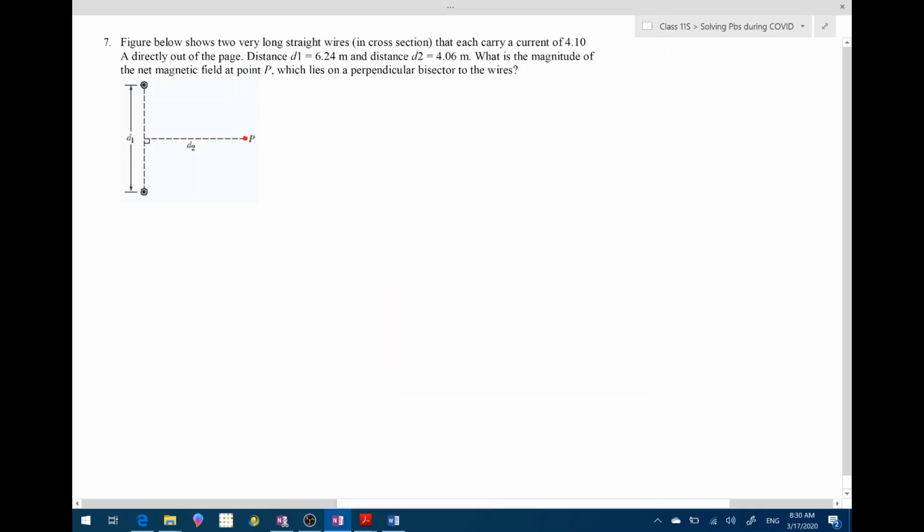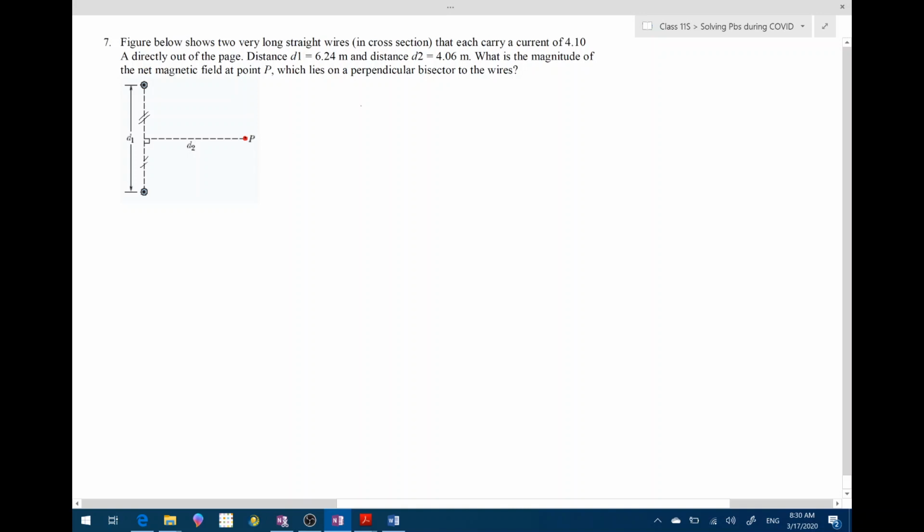Okay, this is number 7 in the sheet regarding magnetic fields created by currents. Let's try to figure this out. The figure below shows two very long wires, each carrying a current of 4.1 ampere directly out of the page. D1 is this much, D2 is this much, okay? What is the magnitude of the net magnetic field at point P, which lies on the perpendicular bisector to the wire? So that is the same as this.